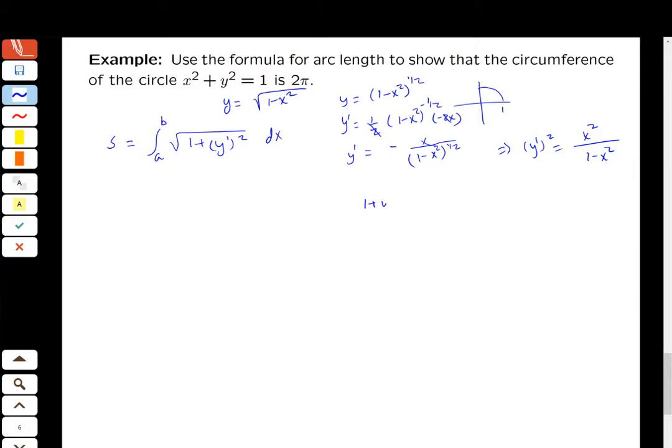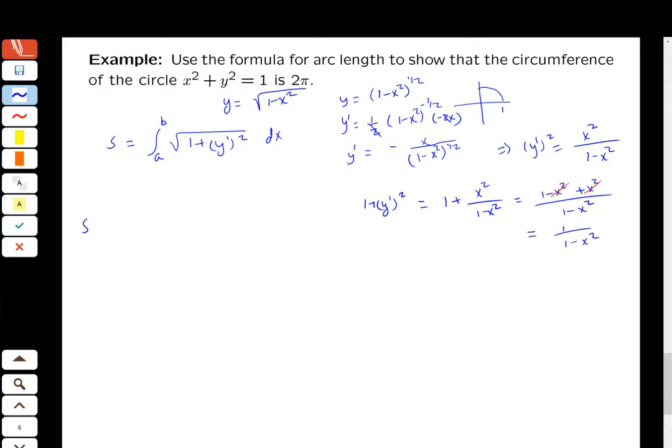Now let's add our 1 plus y prime squared. And that becomes 1 plus x squared over 1 minus x squared. Get your common denominator. You get 1 minus x squared plus x squared over 1 minus x squared. Are we good with that? Tell me about the x squareds in the numerator. They're going to cancel, right? And I get a 1 over 1 minus x squared. That's my 1 plus y prime squared.